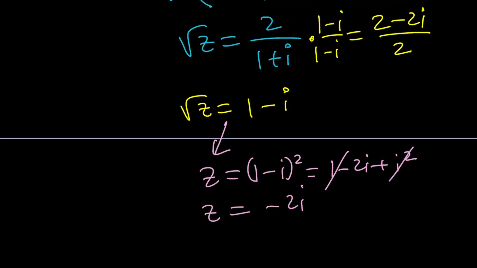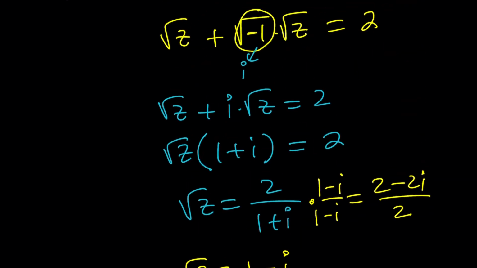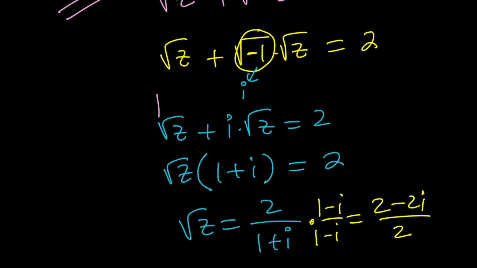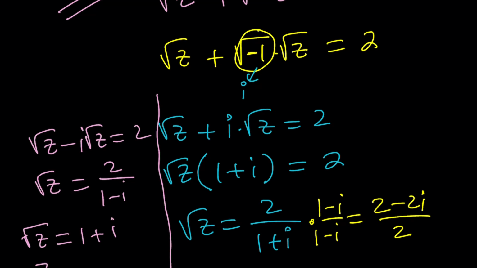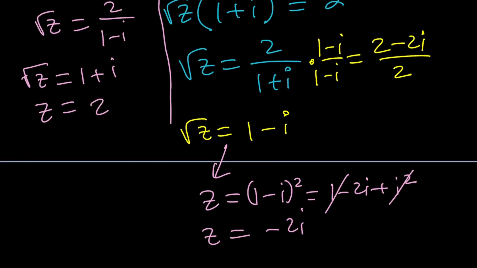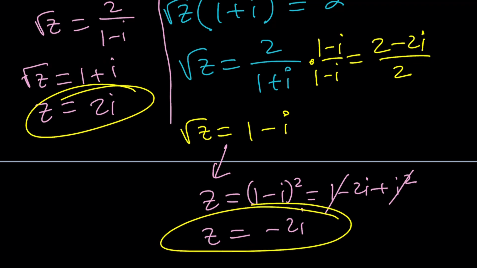Remember, when we said that the square root of -1 is supposed to be i, actually, that was partially true because it could also be -i. If it's -i, then we get square root of z minus i times the square root of z equals 2. And then from here, you're going to get something similar, but this time it's actually going to be 1 plus i. And when you square it, you're going to get 2i. Yay. So again, we're getting the same solutions as before. And of course, it should be the exact same thing. But here's the problem.